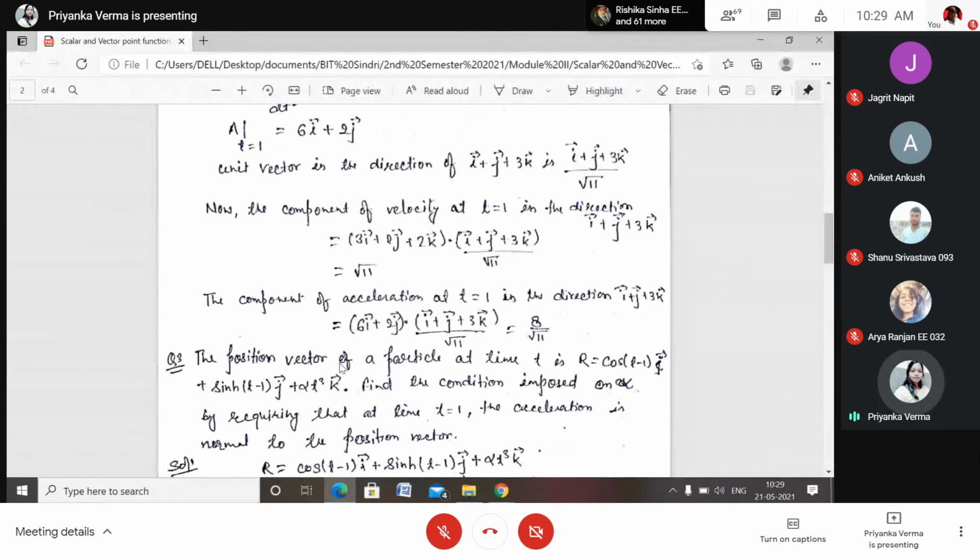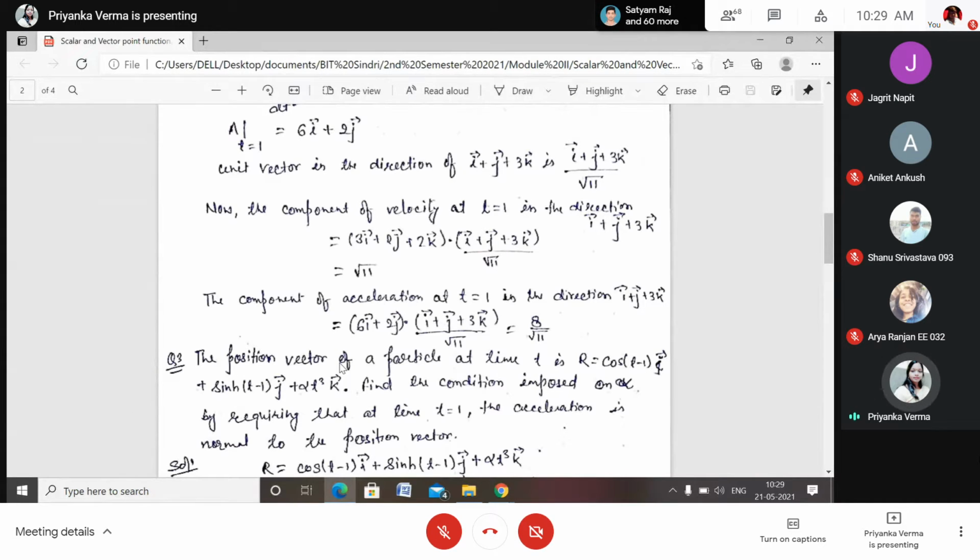Now, the position vector of a particle at time t is given as cos t minus 1 into i, sinh t minus 1 j plus alpha t cubed k. Find the condition imposed on alpha by requiring that at time t equal to 1, the acceleration is normal to the position vector.